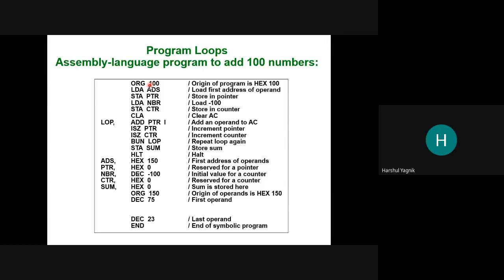Then the next instruction is LDA, where LDA is the instruction field and ADS is the label field. So load the first address of the operand. Where to load? The LDA instruction will load the address. Where will it load? Please write in the chat box.